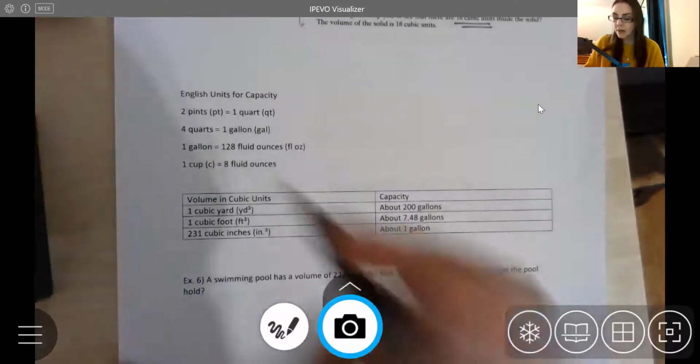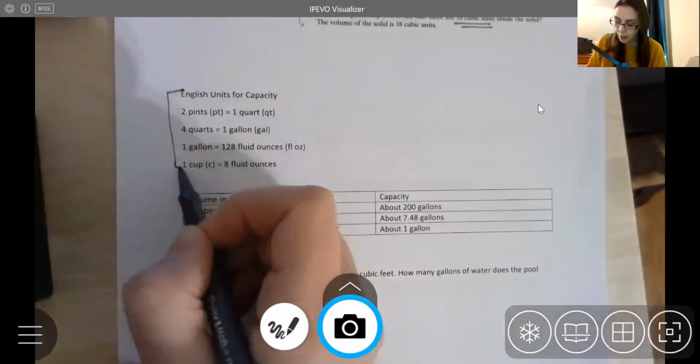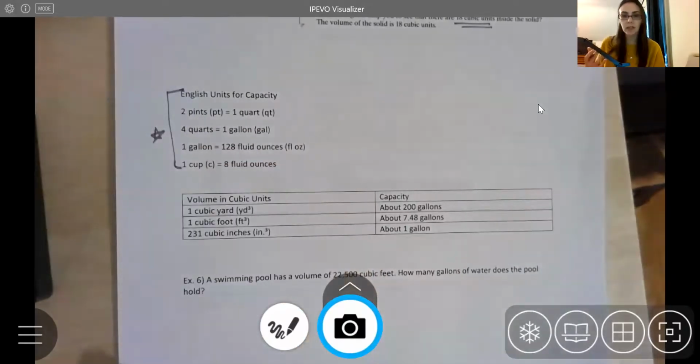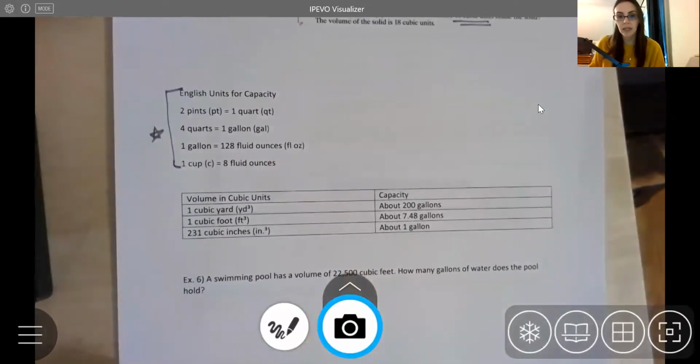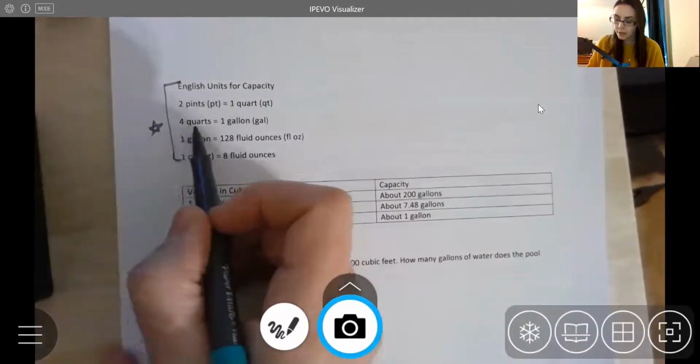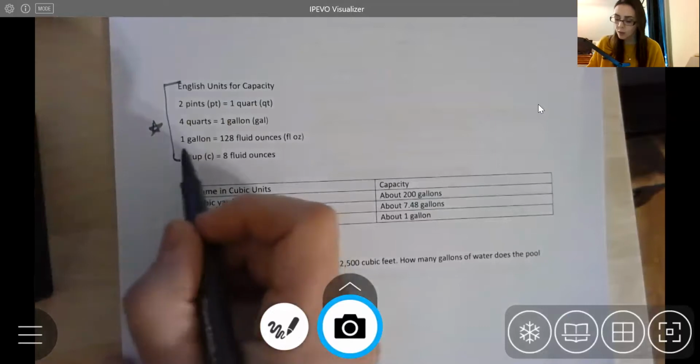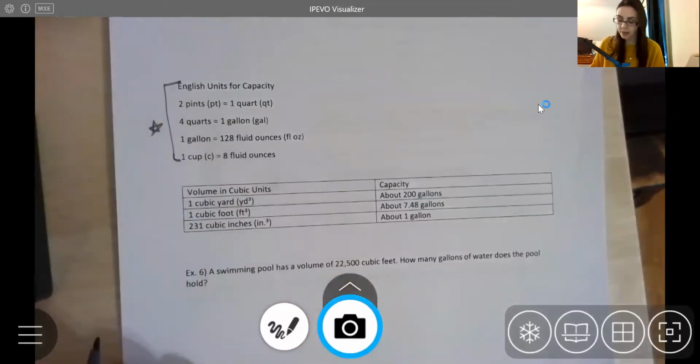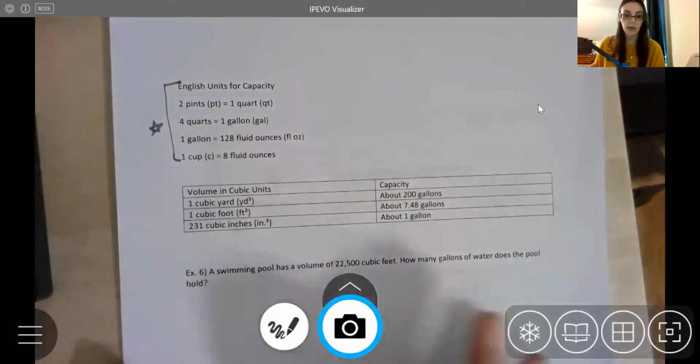Okay. Now again, here's some helpful conversions that we're going to be using. These are English conversions again. So 2 pints is the same as 1 quart. 4 quarts is the same as 1 gallon. 1 gallon is the same as 128 fluid ounces. And again, you have all your abbreviations here. And 1 cup is the same thing as 8 fluid ounces.